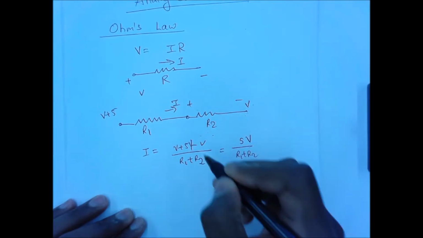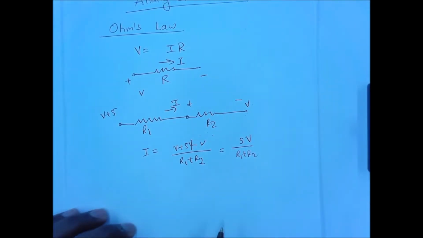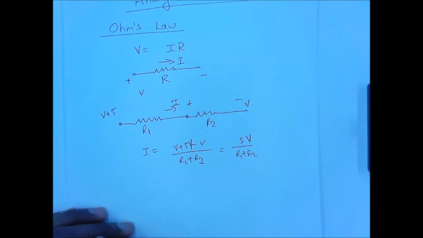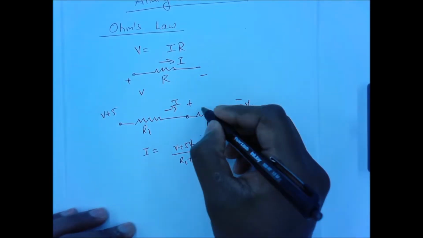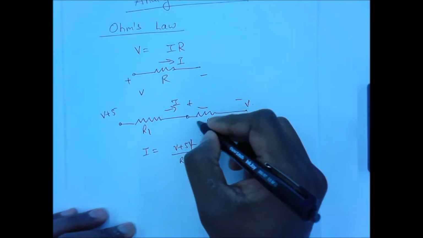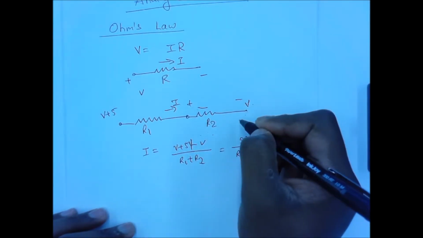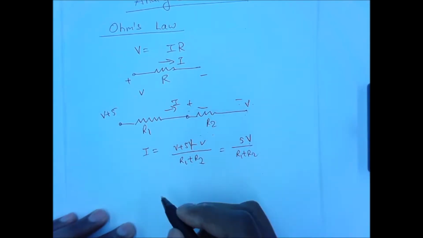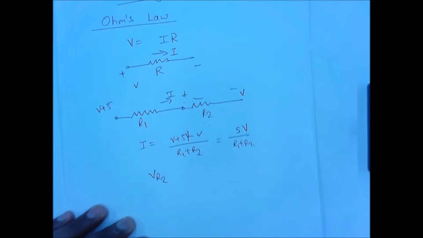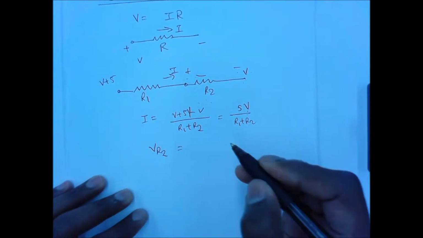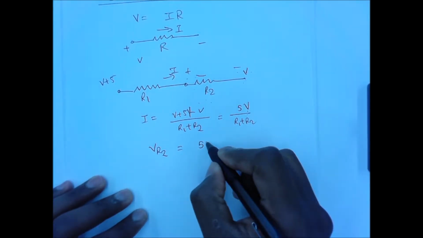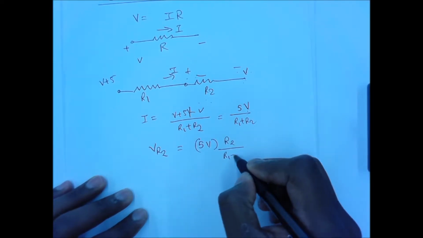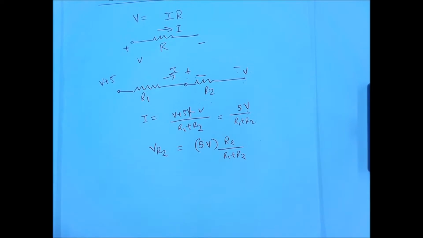Okay, so that's volts. And then this is current I going through this resistance also. So the voltage drop from left to right would be that current times R2. So VR2 will be equal to 5 volts times R2 divided by R1 plus R2. Okay, so that's how we derive the voltage divider rule.